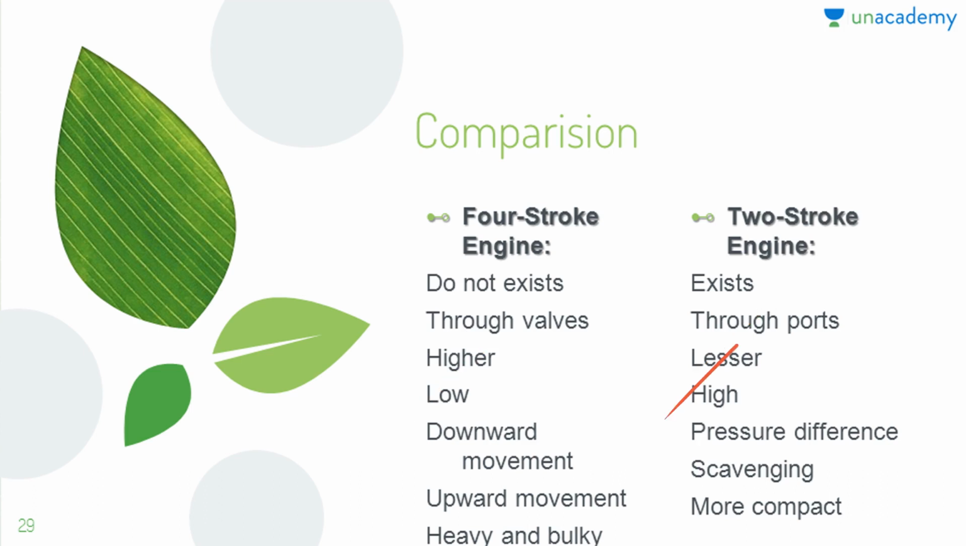The suction of charge is due to the downward movement of the piston by creating a pressure difference in the cylinder, whereas in the 2-stroke it is due to the pressure difference during the uncovering of the inlet port. The specific fuel consumption is very less, whereas it is very high in 2-stroke engines, and the exhaust of products of combustion is due to the upward movement of the piston, whereas here it is due to the scavenging.